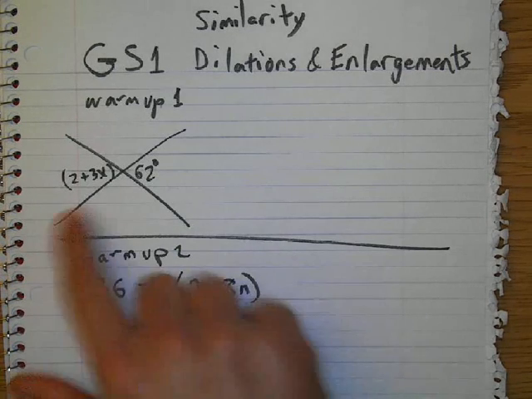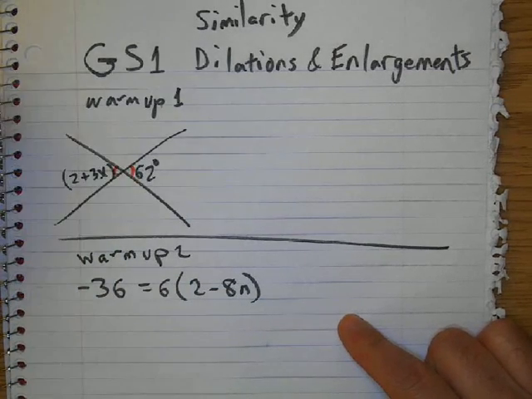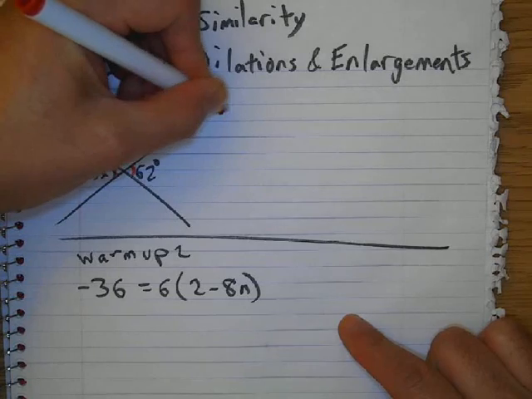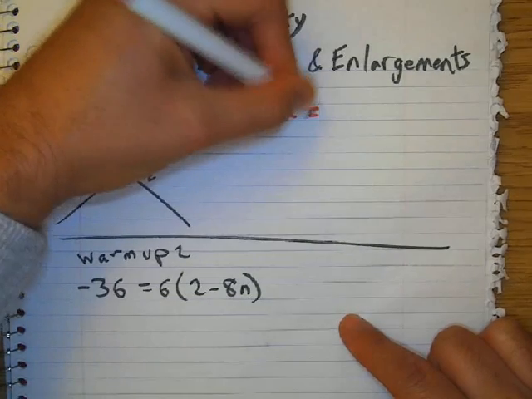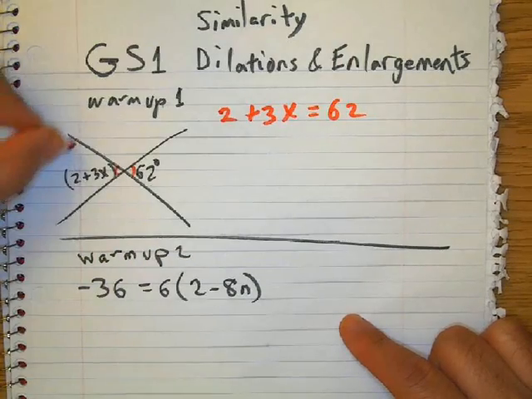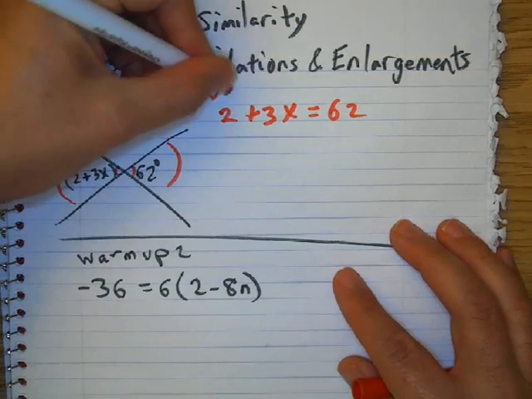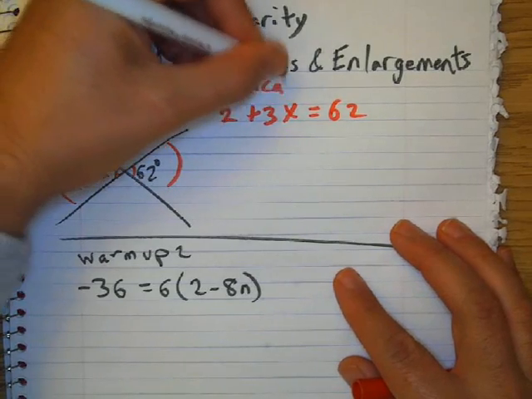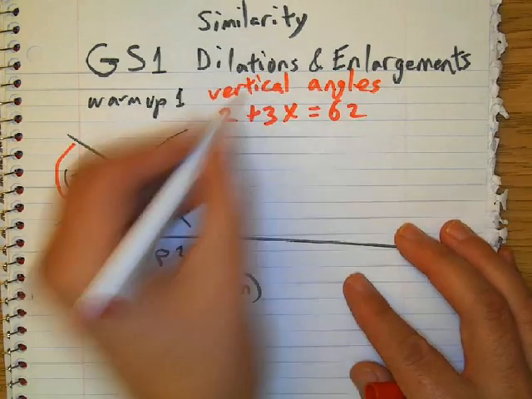Okay, so these are vertical angles. And so because they're vertical angles, I can make them equal to each other. So 2 plus 3x equals 62. These are going to be equal because they're across from each other. They're vertical angles. Okay, so vertical angles are equal.